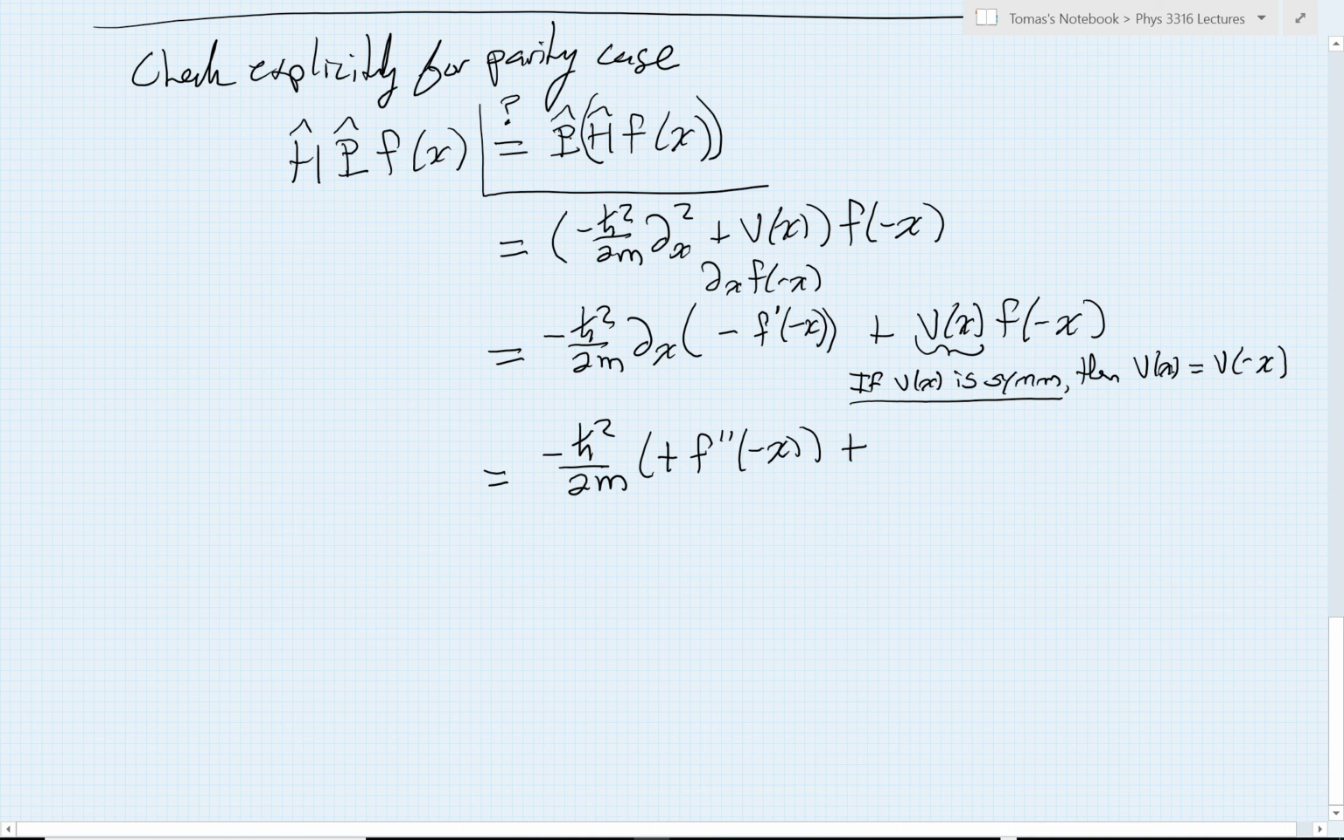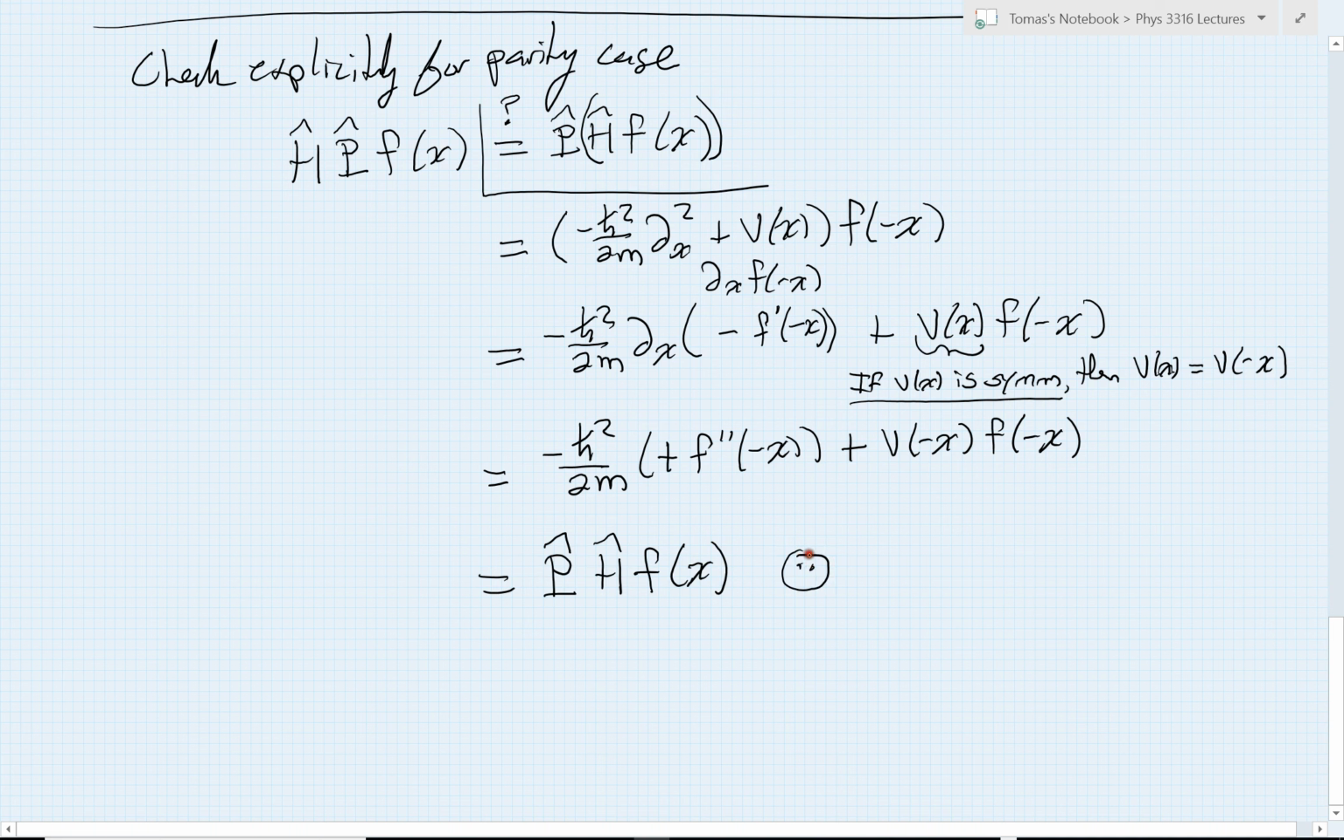Apparently, I need this if I want this commutation relation to hold. But if that's true, then I can replace my v of x with v of minus x, which is multiplying, again, of course, f of minus x. And when I look at my result, indeed, this just looks like the parity operator applied to something. And that something is, when I put all the x's back to plus x's, exactly the Hamiltonian applied to my function f of x. And so we've actually explicitly validated for the parity case that indeed we do get the right-hand side.